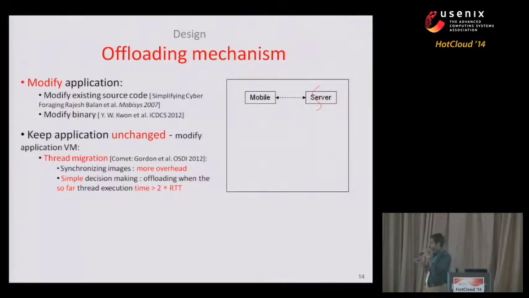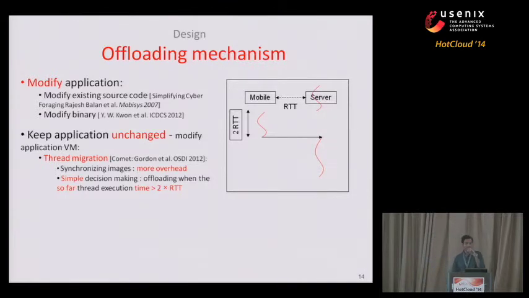But this cannot be done in thread migration, because we found in this OSDA paper that the offloading decision is pretty straightforward. If the round trip time between the mobile device and the server is RTT, then whenever a thread is executed for more than 2 times RTT, they migrate it to the server side.